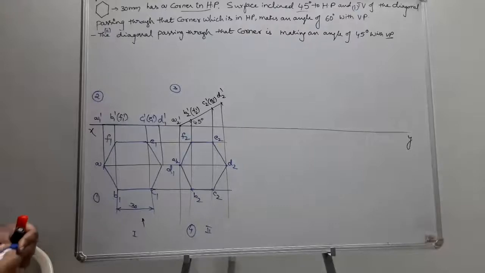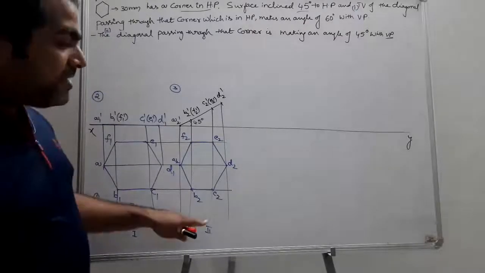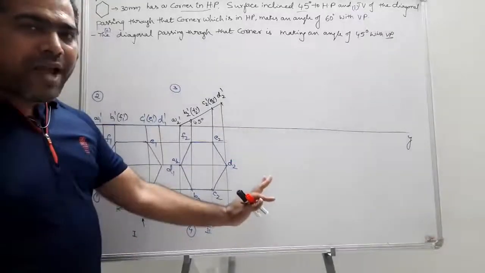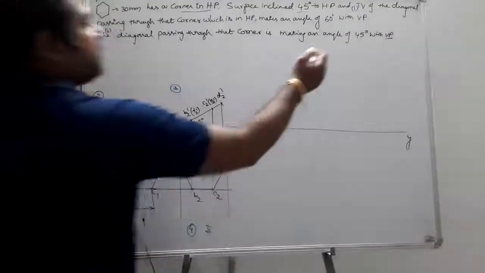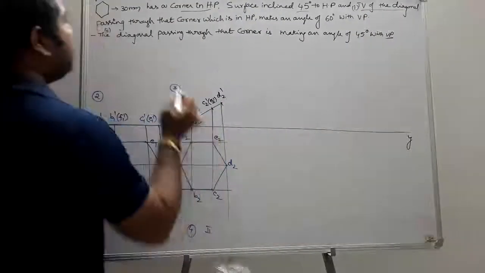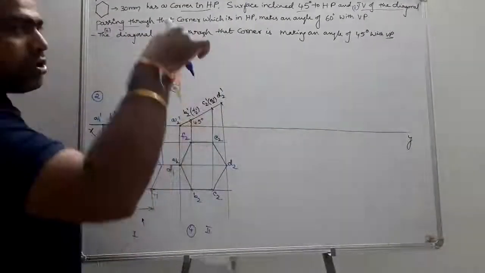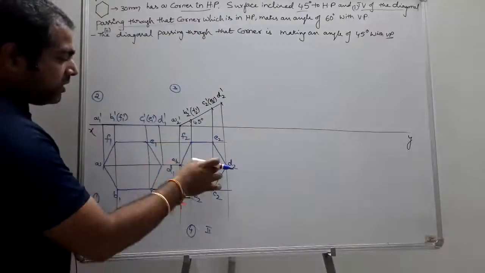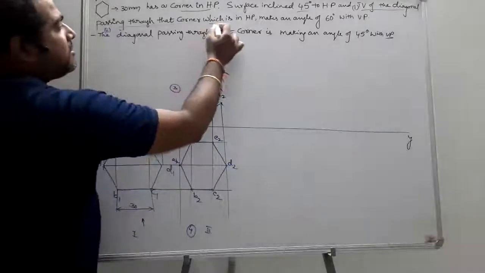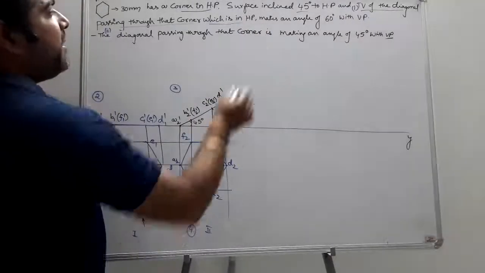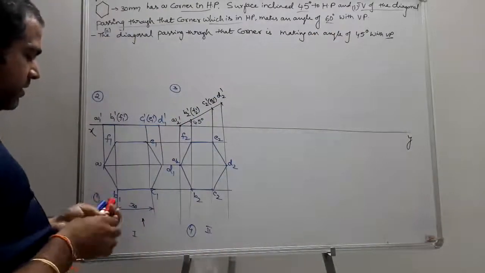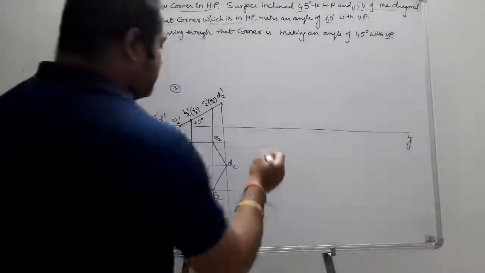Okay, so this was stage 1, stage 2, simple position, surface inclination. Next, diagonal or diameter. The first step is the top view of the diagonal passing through the corner. The top view of the diagonal passing through the corner is AD. This AD diagonal makes an angle of 60 degrees with HP. So simply draw a line of 60 degrees.